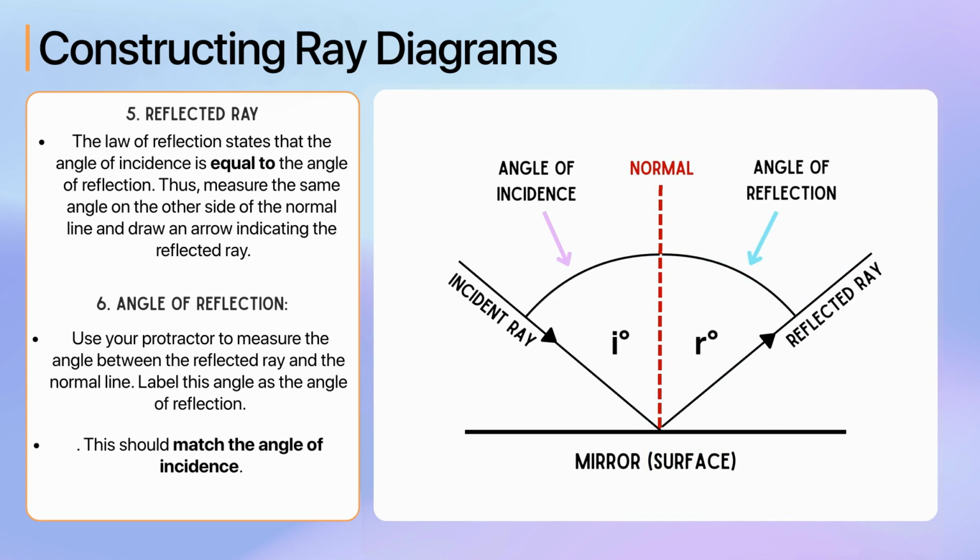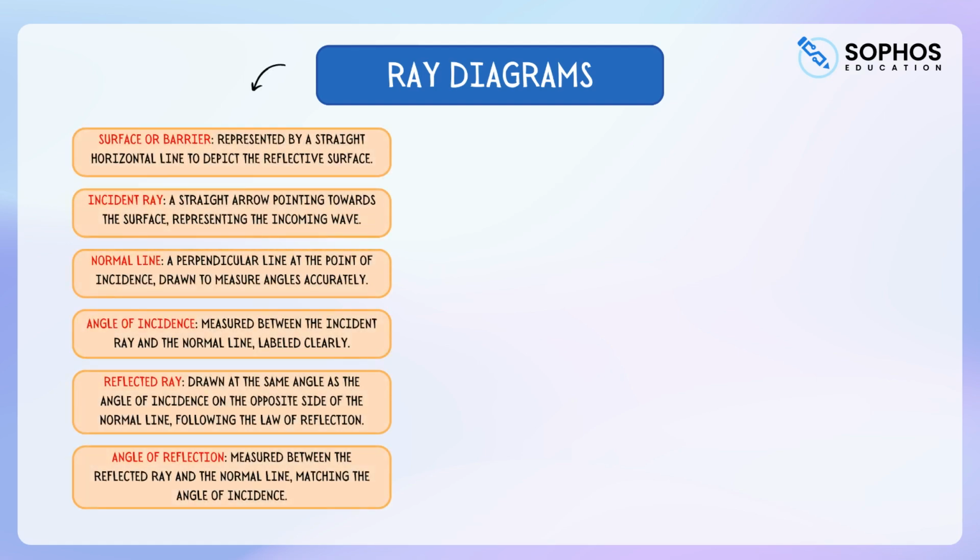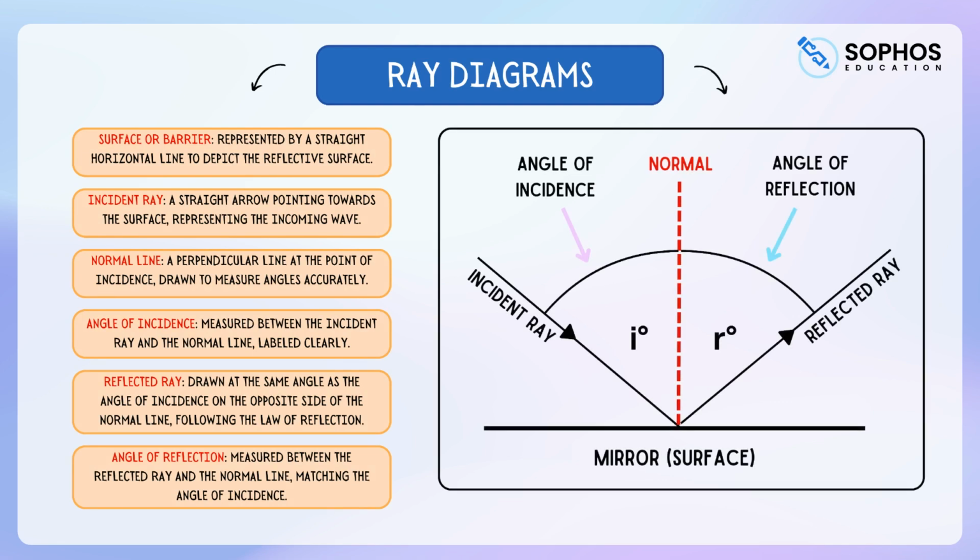With these elements in place, we've successfully constructed a ray diagram, a visual tool that helps us grasp how reflection works in real-world scenarios. In today's lesson, we learned how to construct ray diagrams for reflection. We visualized the reflective process by drawing the surface, the incident and reflected rays, and the normal line, while accurately measuring and labeling the angles of incidence and reflection. Understanding these diagrams is crucial as they are foundational in analyzing more complex wave behaviors.